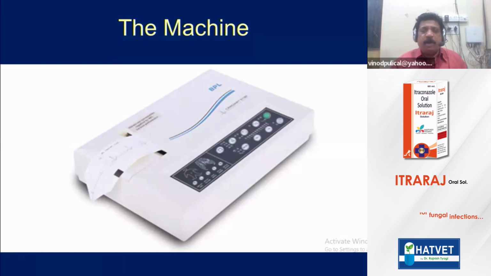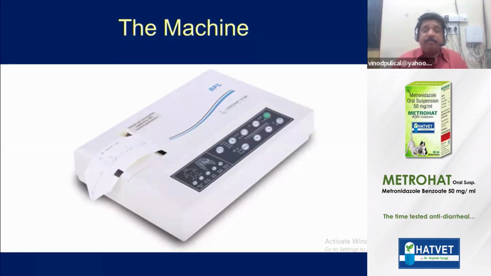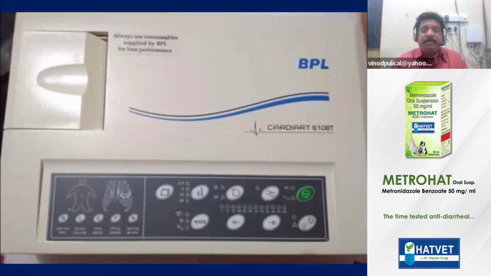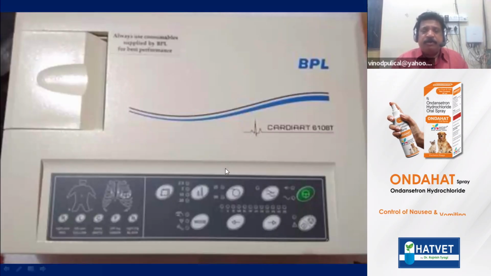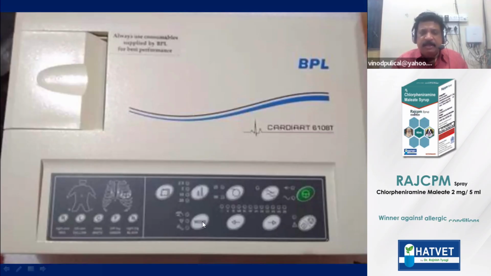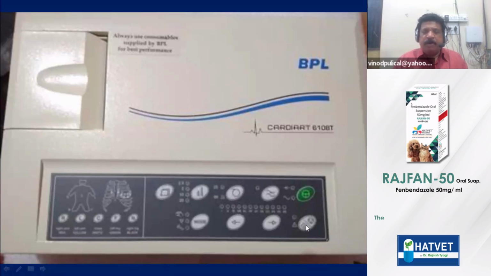This is the ECG machine I am having. This is the BPL Cardiart 108T. It's a single channel ECG machine. In this machine, we have too many buttons. This is the on-off switch. This is a filter, and this is paper speed. This is a sensitivity button, this is the mode, and this is to change the leads. This is the pause and not pause, open switch, that is all.